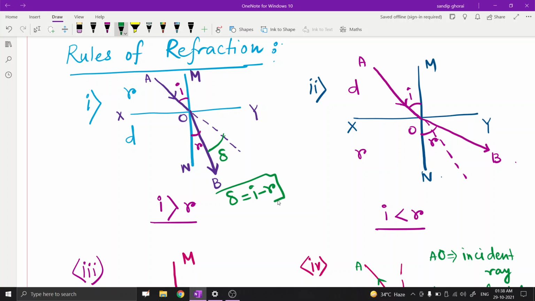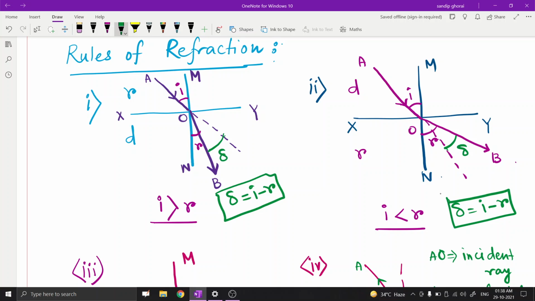Okay, and for the second case, here R is greater than I, so in this case we can take delta equal to R minus I. Okay, from this figure we can find out the deviation angle. So here this is your deviation angle delta. Okay, so these are the rules of refraction.